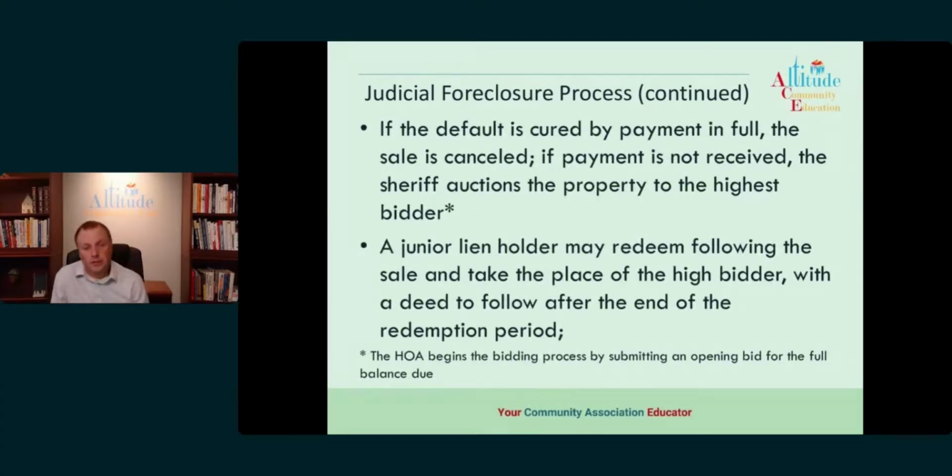If the default is cured by payment in full, then the sale is canceled. If payment is not received, the sheriff auctions the property to the highest bidder. So when we're talking about the bidding process, the association is going to issue what's called a paper bid.